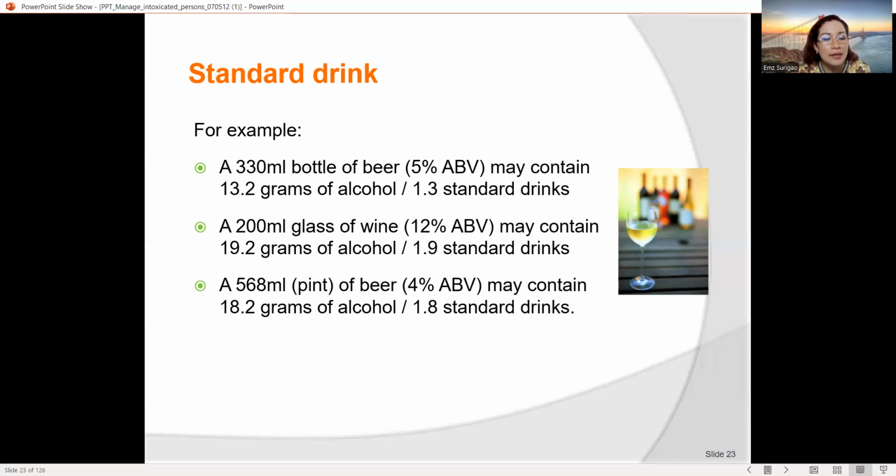A 200 ml glass of wine at 12% alcohol by volume may contain 19.2 grams of alcohol. So it's 1.9 standard drinks. A 568 ml pint of beer at 4% alcohol by volume may contain 18.2 grams of alcohol, or 1.8 standard drinks. So that may differ depending on how much alcohol they consume. Okay, so those things may happen.